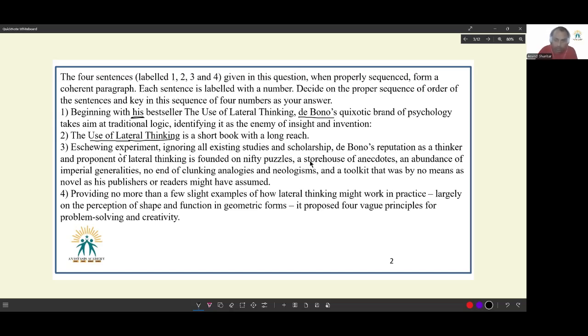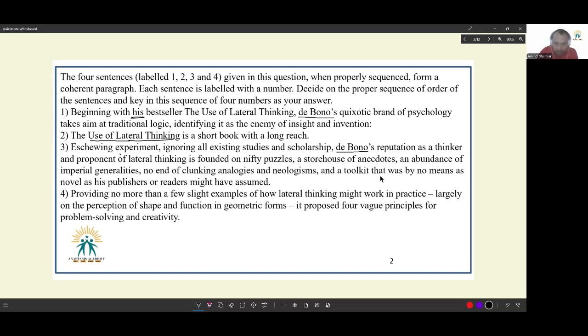Okay. See, I know 3 has to come before 1, not necessarily immediately before, but this is the sentence where we are getting introduced to De Bono. So the De Bono's mention, or description of his focus of quixotic brand of psychology, must come after this. So 3 will precede 1. This I am keeping in mind. And then he has a reputation as a thinker and proponent of lateral thinking. It is based on blah blah blah blah blah. Everything is mentioned.